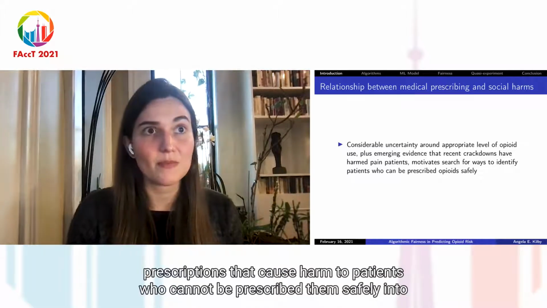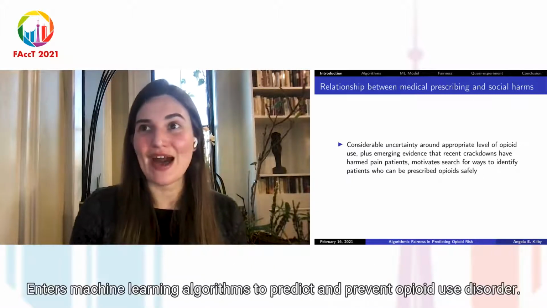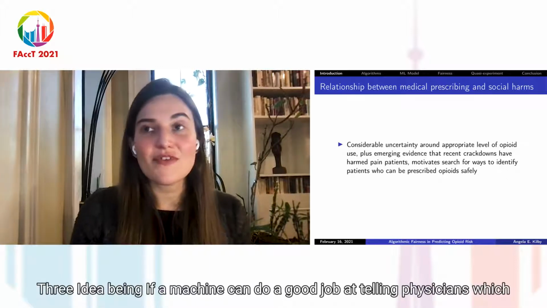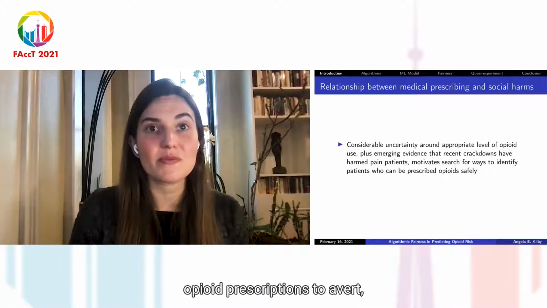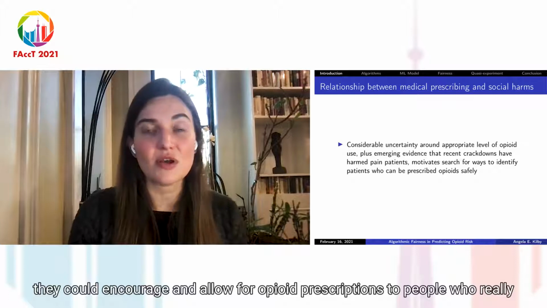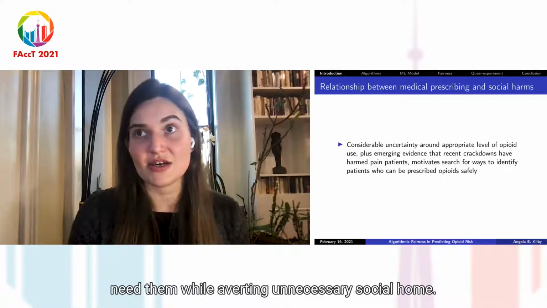Into this kind of confusing space enters machine learning algorithms to predict and prevent opioid use disorder. The idea being, if a machine can do a good job at telling physicians which opioid prescriptions to avert, they could encourage and allow for opioid prescriptions to people who really need them while averting unnecessary social harms.